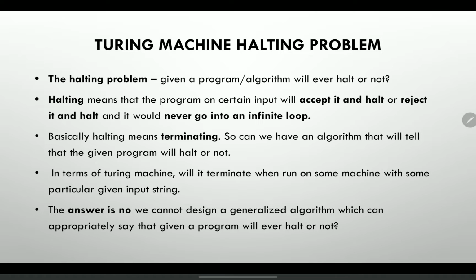Now if we see the Turing machine halting problem, the problem is that if we have a program or an algorithm, can we say whether it will ever halt or not? Halting means that the program on certain input will accept and halt or reject and halt, and it would never go into an infinite loop. Basically, halting means terminating. So, can we have an algorithm that will tell whether the given program will halt or not? In terms of Turing machine, will it terminate on some machine with some particular input string?